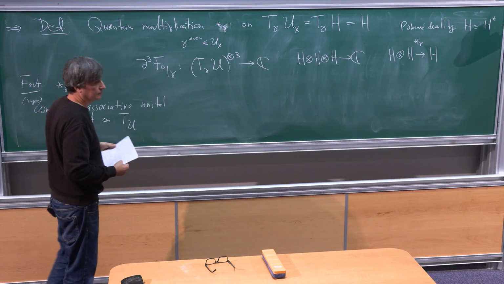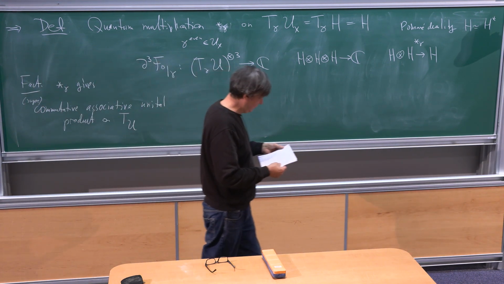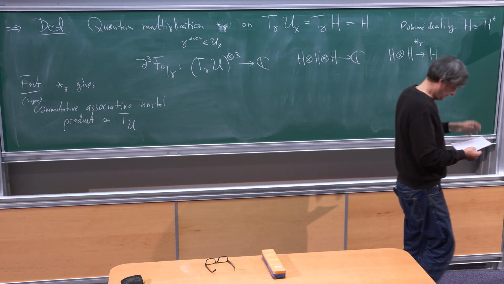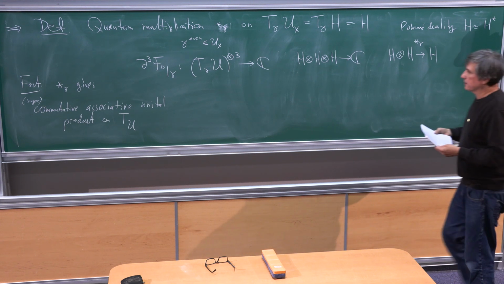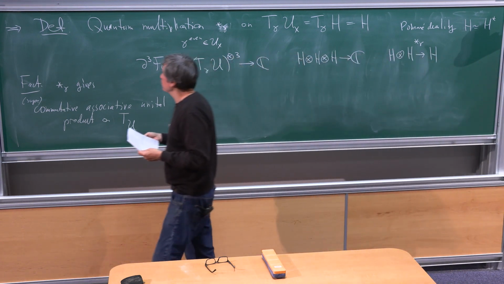So the partial derivative is taken in all directions, even in the odd directions, including the odd ones, yeah. I see. So that's this quantum multiplication.